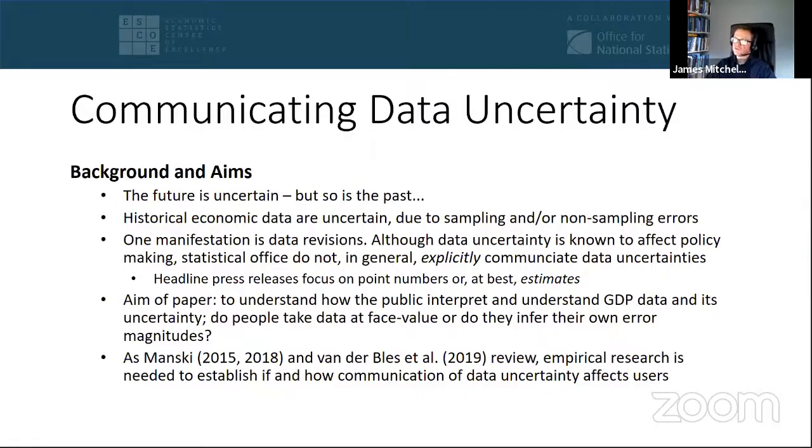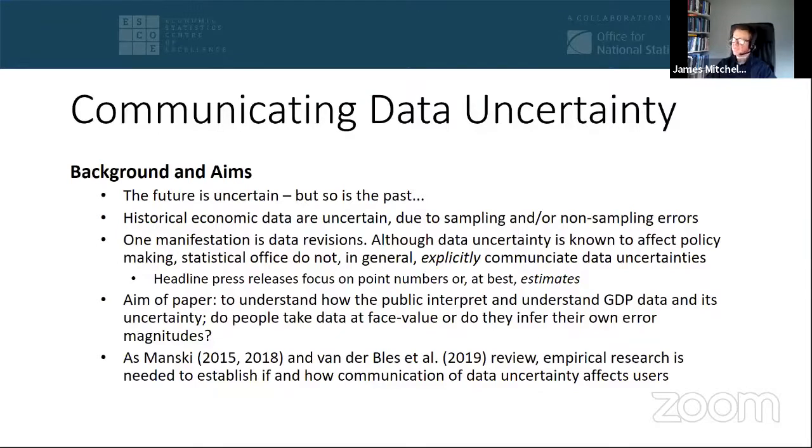While this data uncertainty is well known to policymakers, and indeed there's a growing academic research literature using real-time data, and growing publication and use of real-time data sets published by statistical offices and central banks, whilst this is all great, it's unknown to what degree the public understand and interpret data uncertainties when presented, let's say, with the latest GDP numbers.